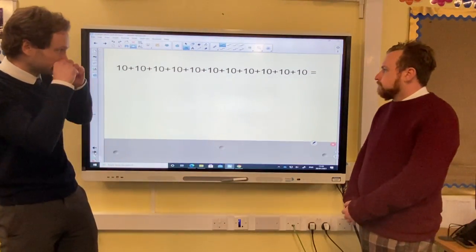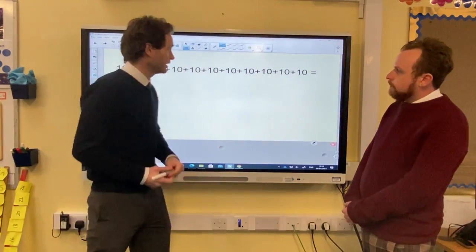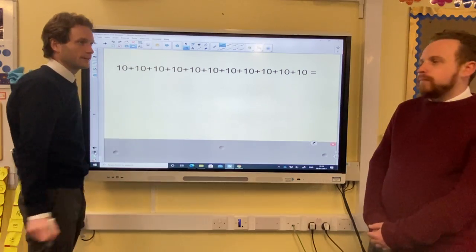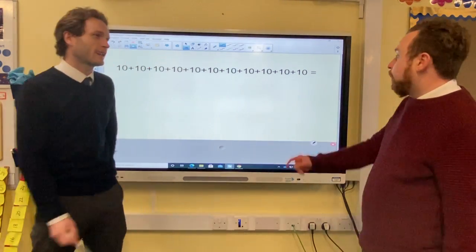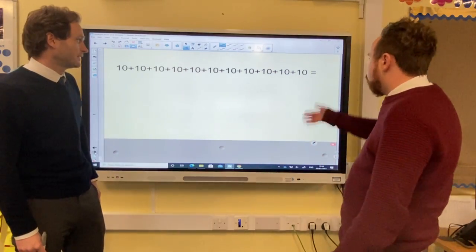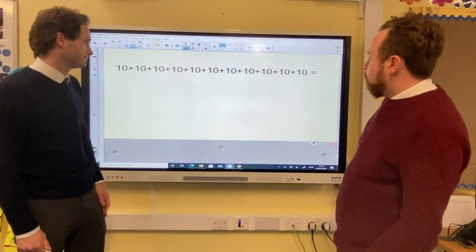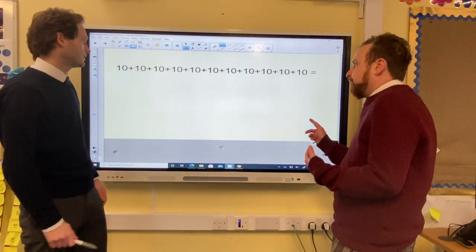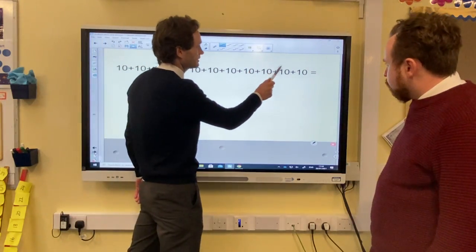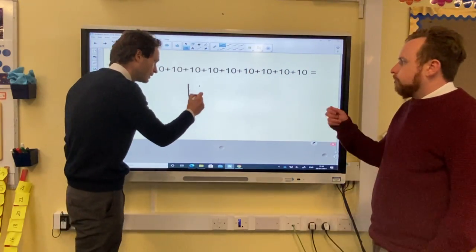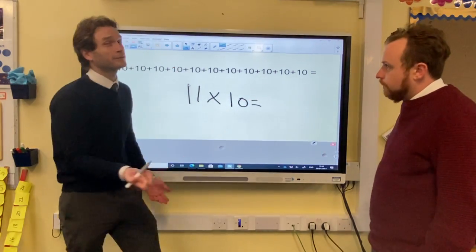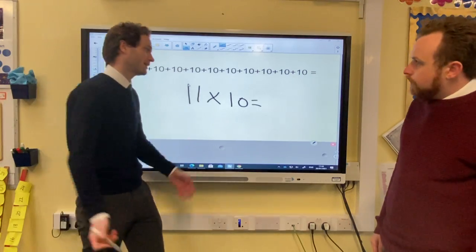Let's do this. 10, 10, 10, 10, 10. Right, so I'm going to draw out 10 dots. No, that's not the simplest way of presenting what we're doing here, is it? Because we just got loads and loads of tens. Should we just count up how many tens we've got? 1, 2, 3, 4, 5, 6, 7, 8, 9, 10, 11. So we've got 11 lots of 10, which I know because I know my 10 times table is 110.